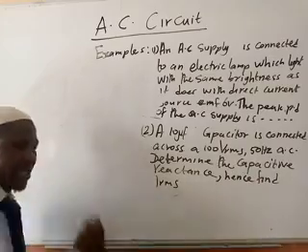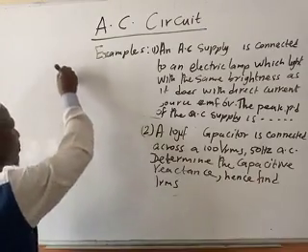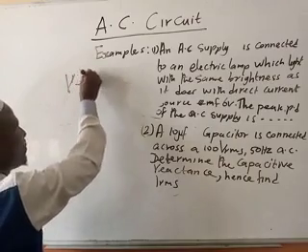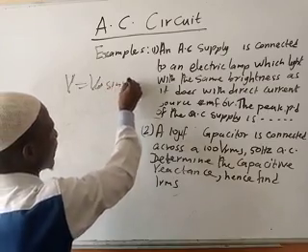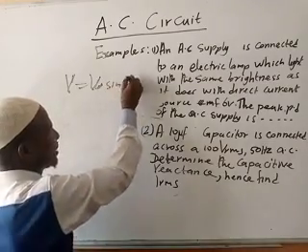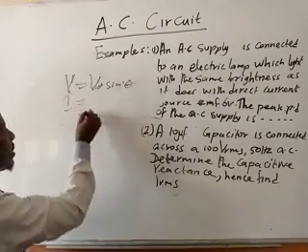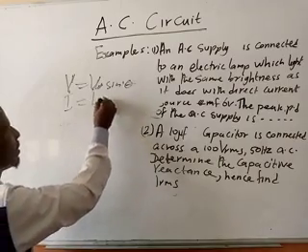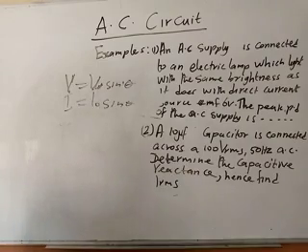So in that case, if voltage V is equal to V naught sine omega t, or sine theta, let's use theta directly, then current also will be I is equal to I naught sine theta. And that is when you have only a resistor in the circuit. What of the circuit that contains only a capacitor?